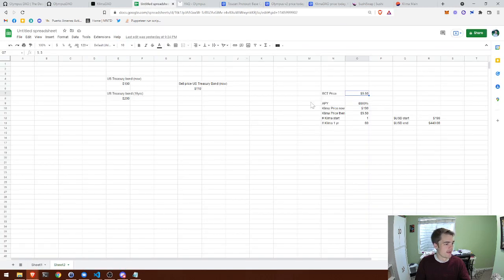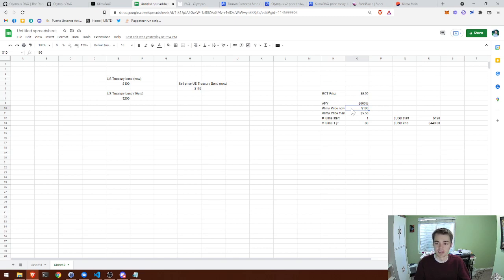$5.50. Okay, now what that means is even if the protocol went under, it dissolved, it disappeared, like there was no more KLIMA, what they would do is they would trade you, with their last dying breath, their carbon tons for your KLIMA, and then you would have the $5.50 worth per KLIMA token. Okay, but the KLIMA price is $190.